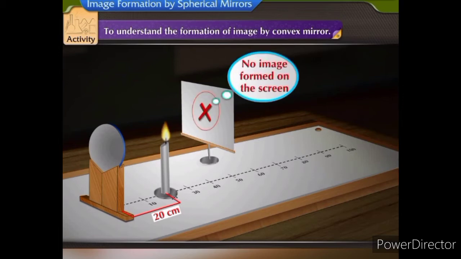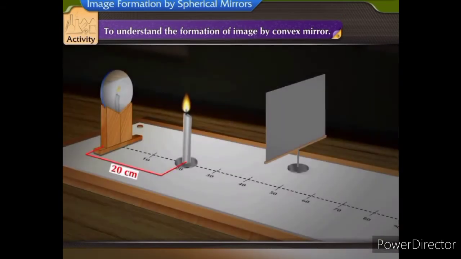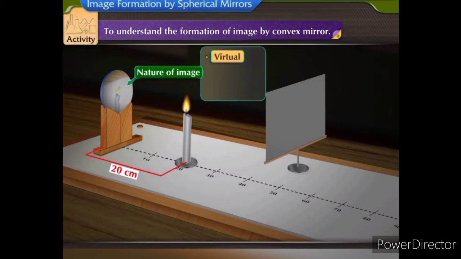You will observe that there is no image of the candle flame formed on the screen. But if you look into the mirror by adjusting your eye, a small image of the candle and its flame is seen. Since you can see the image of the candle and its flame only when you look into the mirror, the image observed is virtual. The image formed has the flame on the same side as that of the candle. Thus, the image is erect. But if we compare the size of the image with the candle, we find that the size of the image is small, that is, the image is diminished.